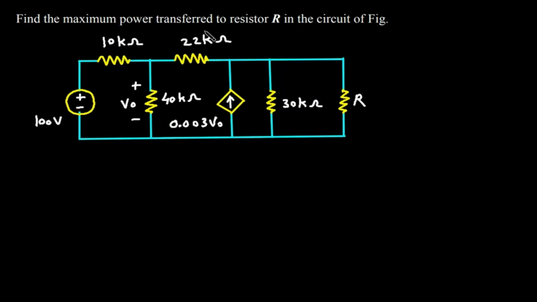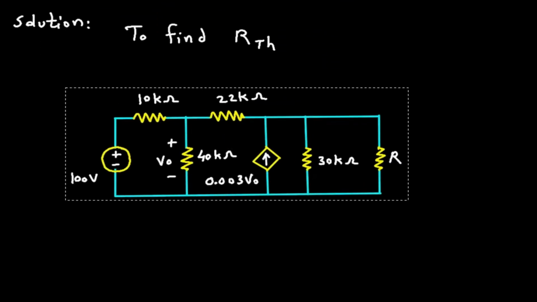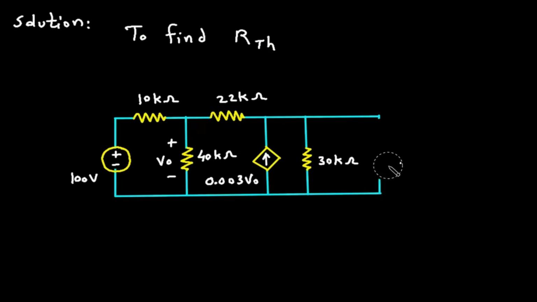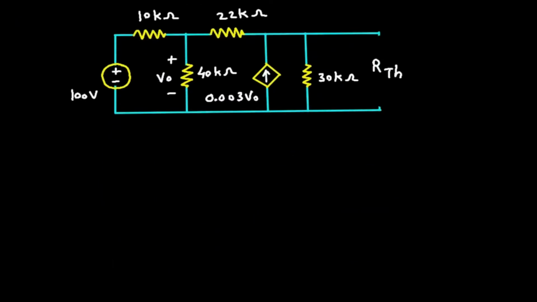Find the maximum power transferred to resistor R in the circuit of figure. Solution. First we will find RTH. So to find RTH, here this will be RTH. We have to find maximum power in this resistor R. So this will be RTH.